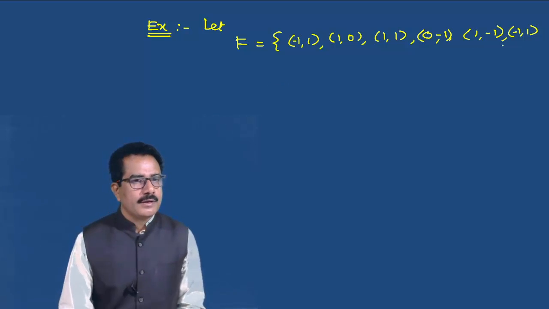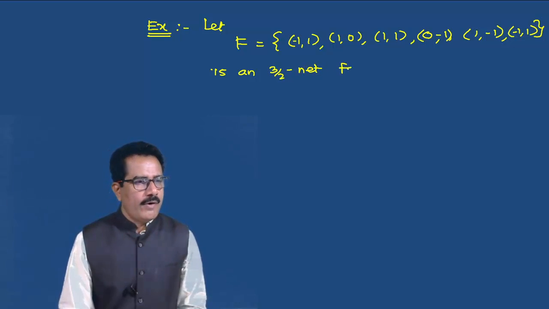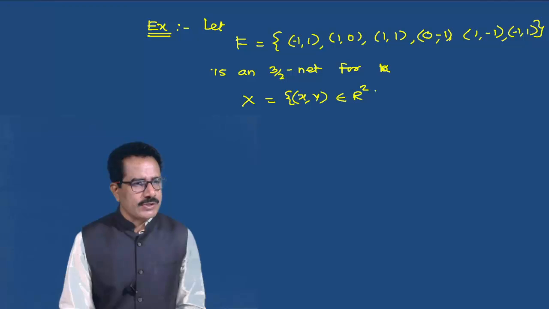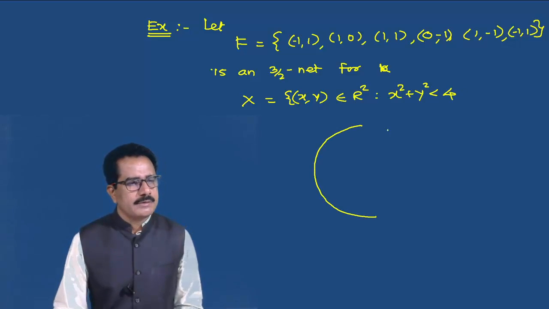Let this be an epsilon net, with epsilon 3 by 2, for X equals the set of (x, y) belonging to R square such that x square plus y square is less than 4. Suppose this is a point.